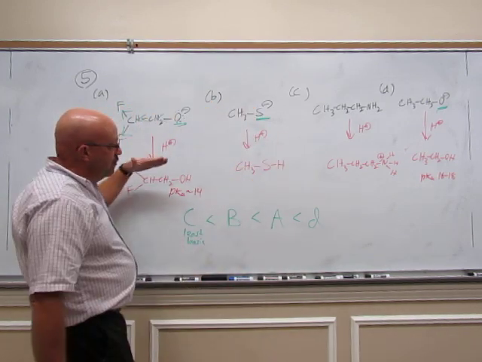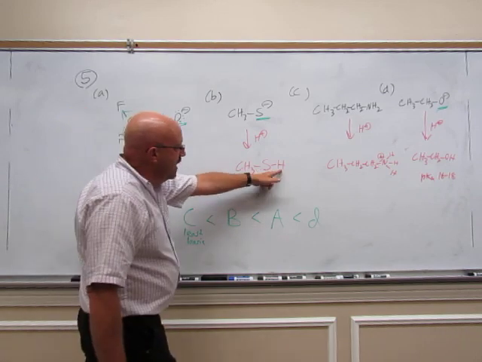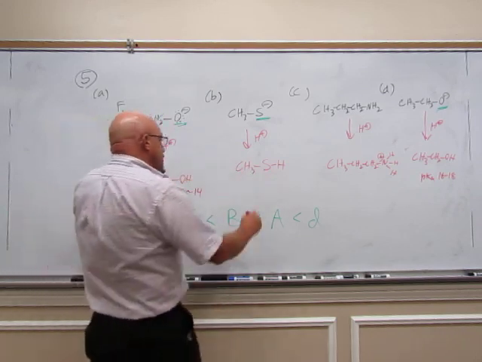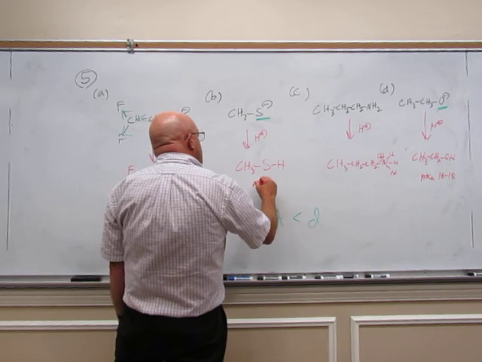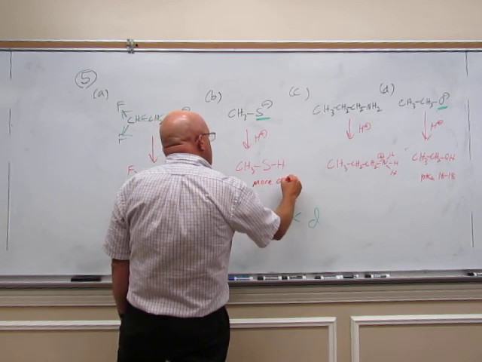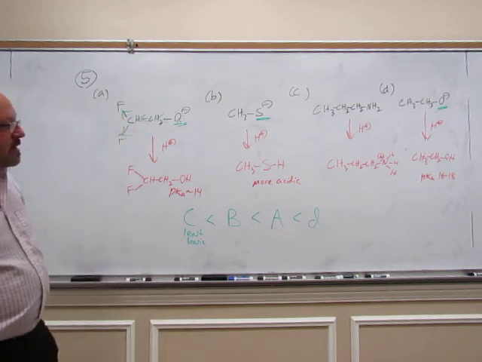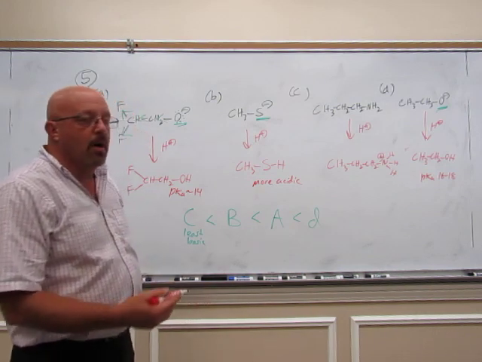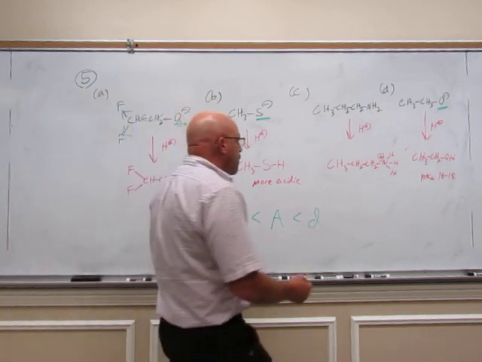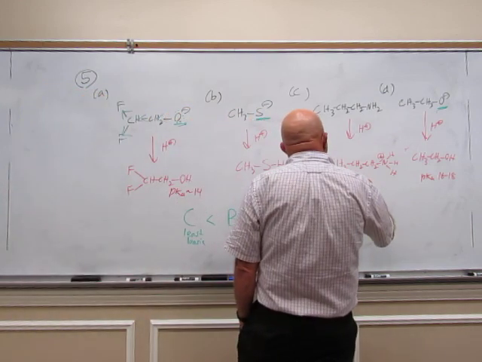Periodic trend, you get more acidic as you go across a row and down a column. So SH is going to be more acidic than an OH. And like I said, we're typically the most acidic when you have a full plus charge. So this is our strongest acid.